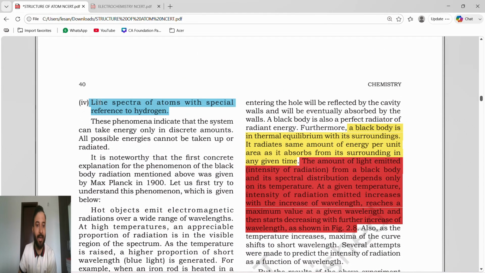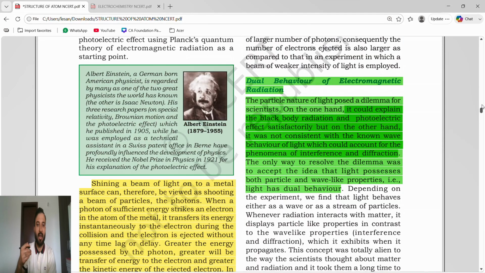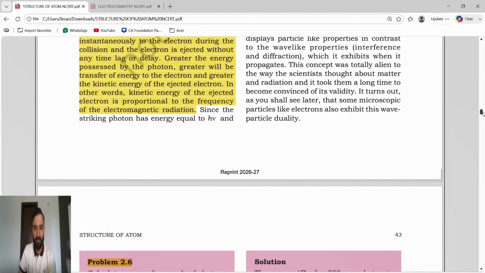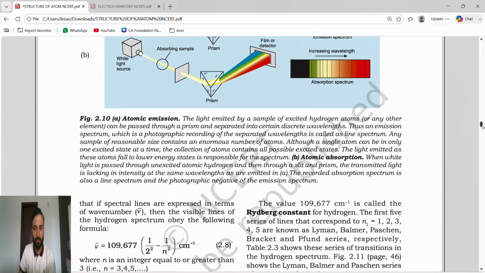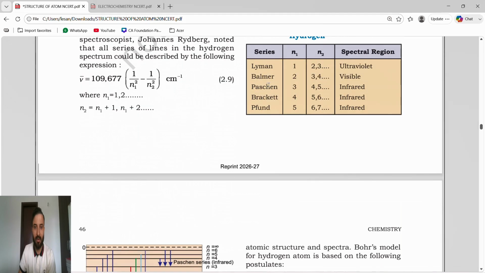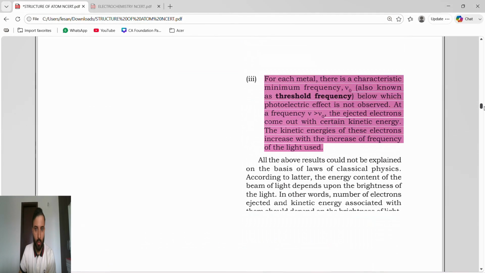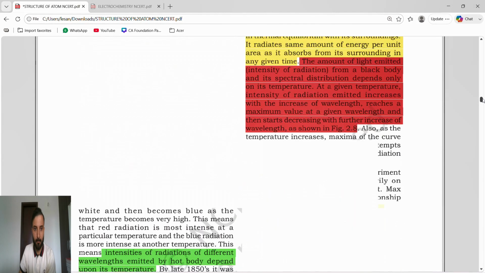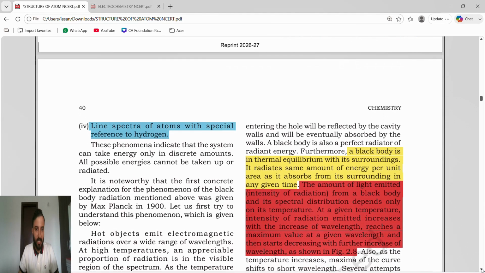And the fourth one is line spectra of atom with special reference to hydrogen. Line spectra of atoms is what we will learn in the upcoming topic, that is spectral lines. You know, Lyman, Balmer, Paschen. This is a line spectra. Okay, so these are the four points done.